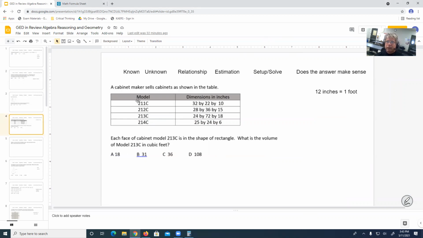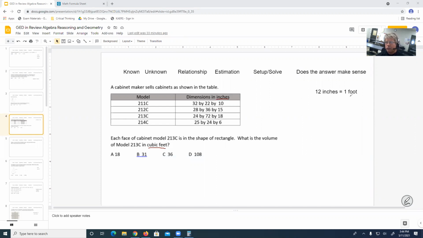So we have a cabinet maker who sells cabinets as shown in the table. We have these dimensions, and each face of the cabinet of model 213C is in the shape of a rectangle. What is the volume of 213C in cubic feet? One thing we have to pay attention to in this problem is the dimensions. The dimensions are in inches, but volume has to be in cubic feet. So to do this problem, we need to convert inches into feet.